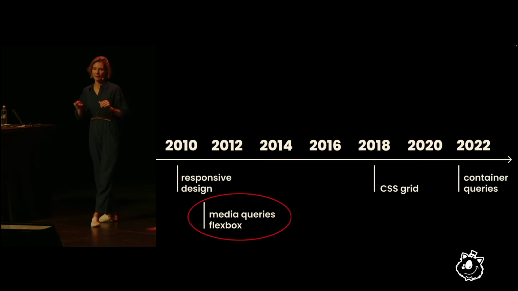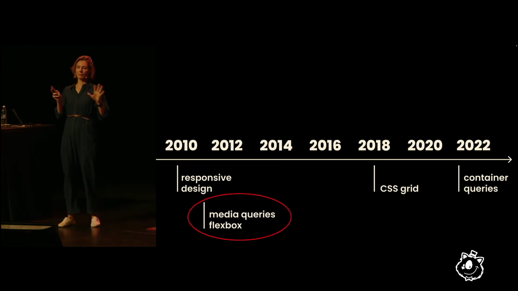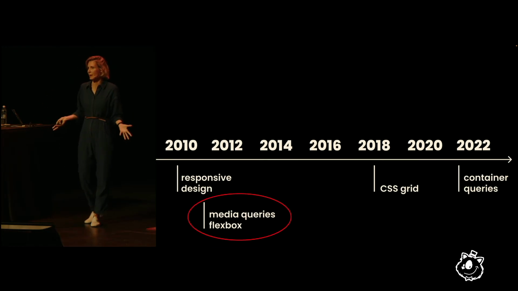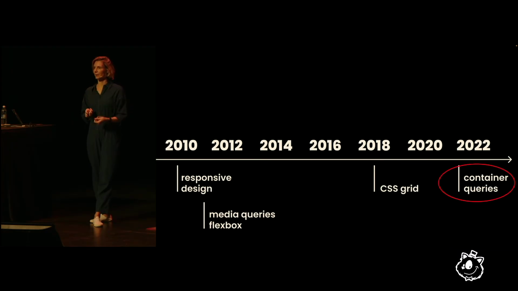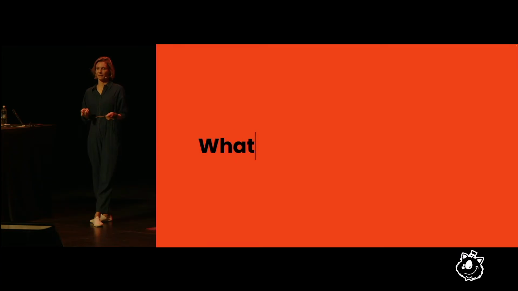So how are we doing? OK, so we are around media queries and Flexbox. We're doing really well. Flexbox is amazing by now with auto layout. Media queries, you can see, we're doing pretty well. But we want to go there. I want to be at container queries. That's the cool thing. So what are these container queries, actually?